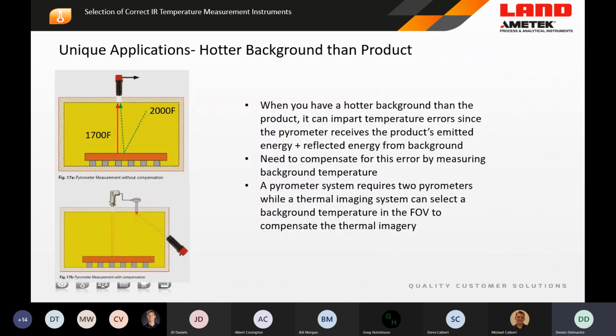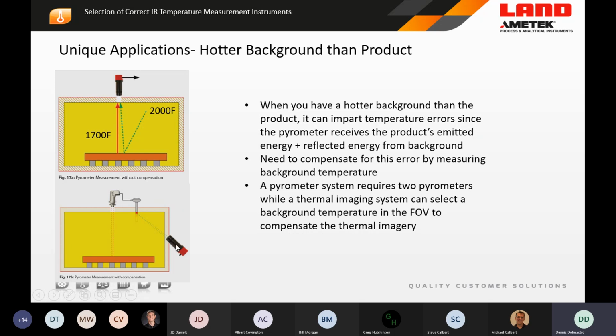Now, I think there's 3 unique applications I just thought I'd touch base on. The one is where you have a hotter background than a product. I mentioned this before. If we have a steel slab in a reheat furnace or tube wall in a reformer, it's emitting energy at its temperature, plus it's picking up reflected energy off the back wall of that reheat furnace or reformer. That is a source of error. So we have to take that into consideration.